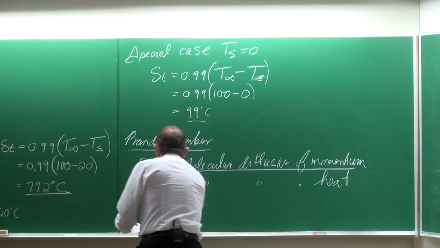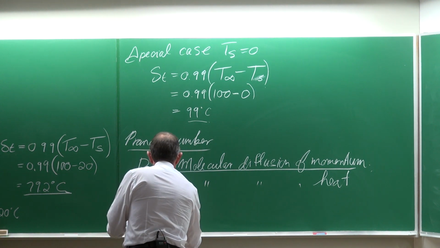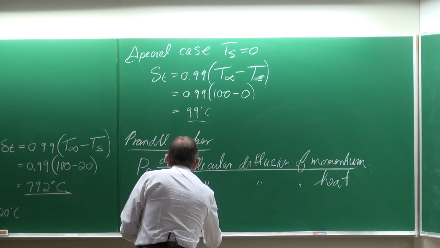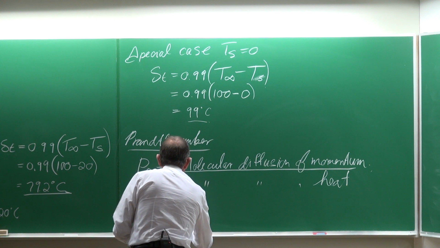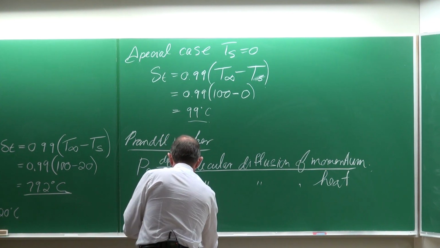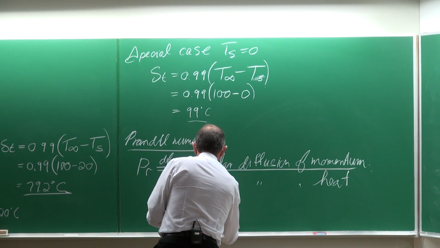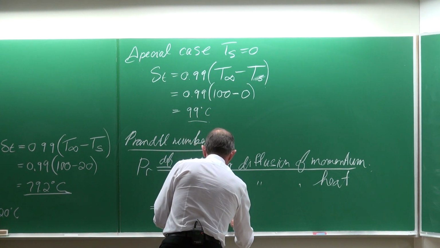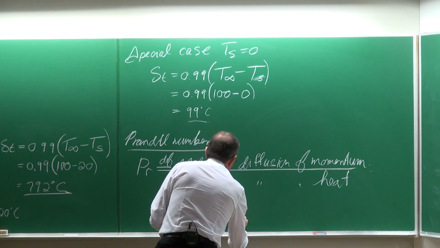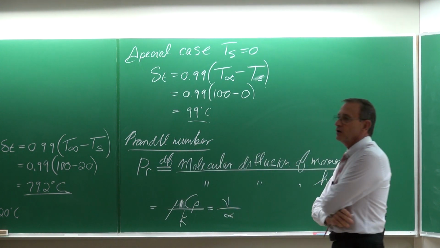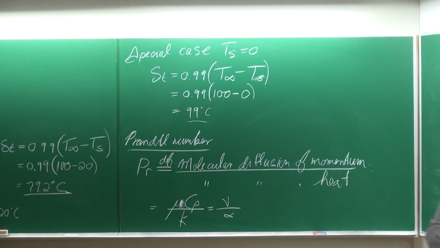And by definition, it is going to be equal to the viscosity times Cp, divided by the thermal conductivity, K. And you can also write it as the kinematic viscosity divided by the thermal diffusivity.